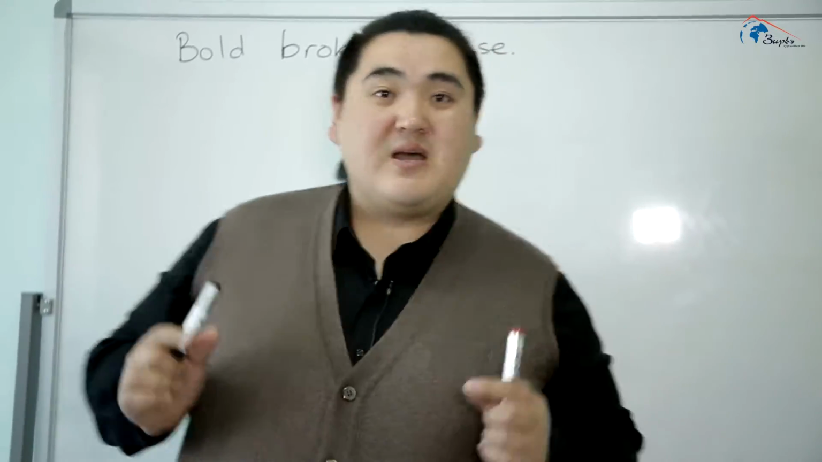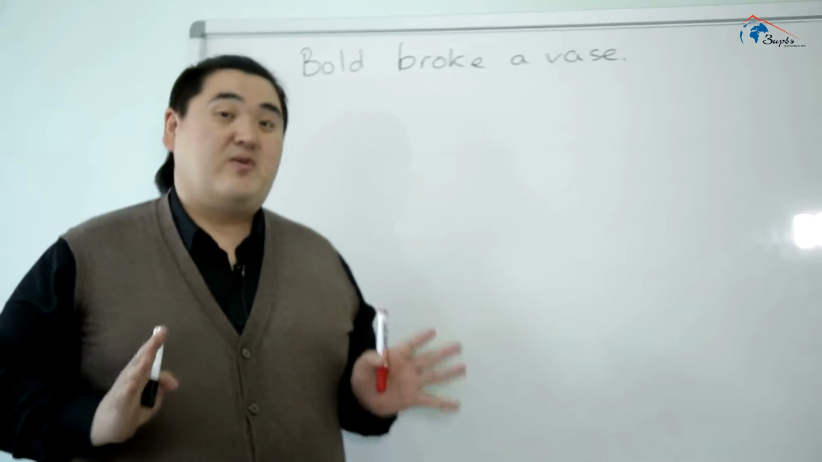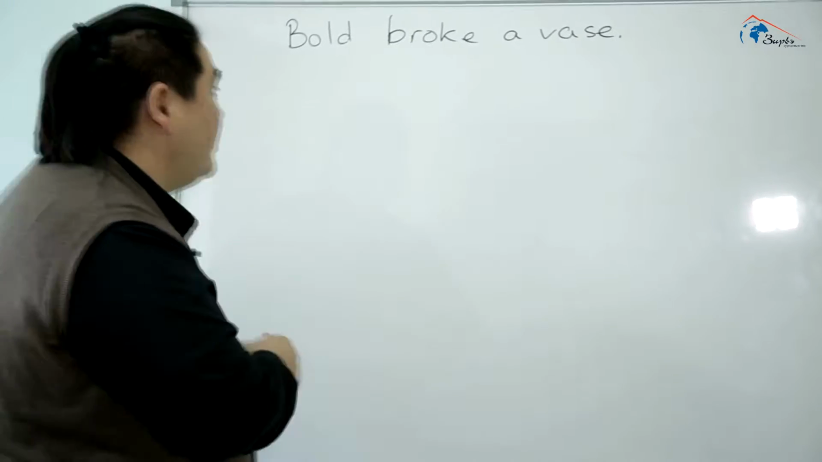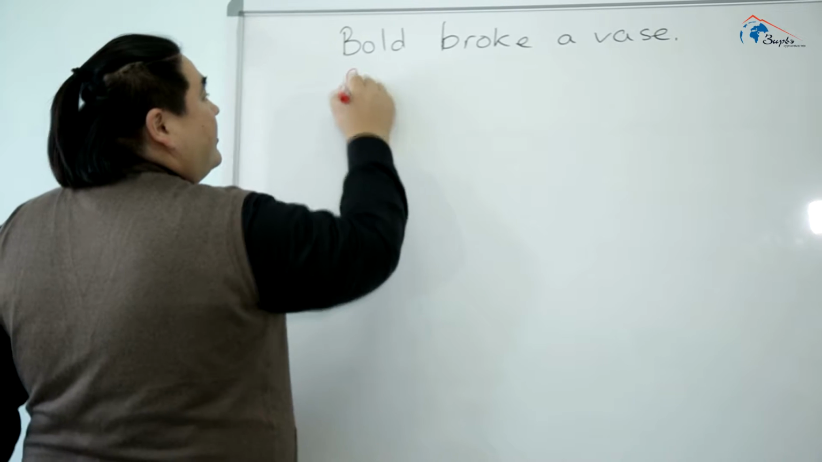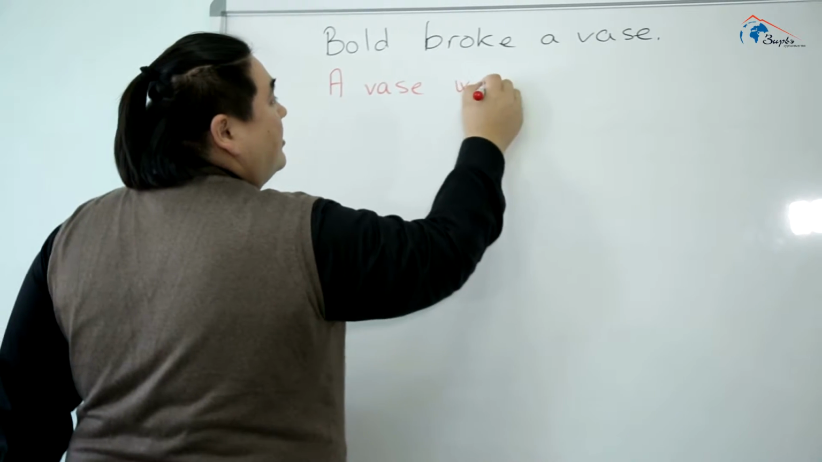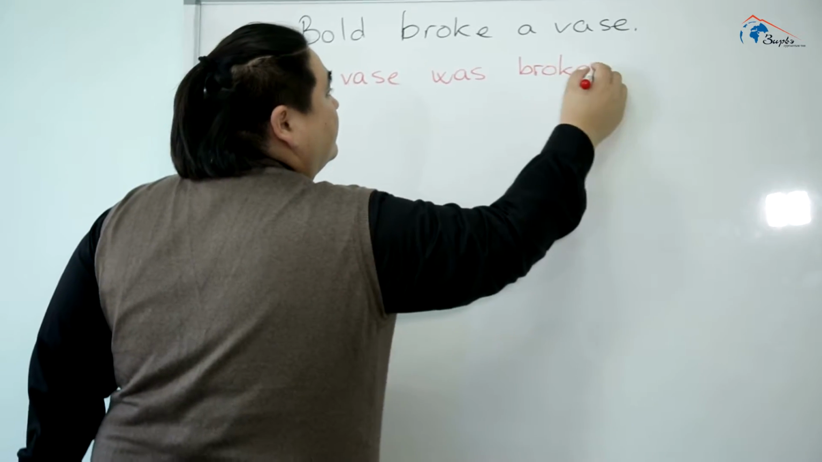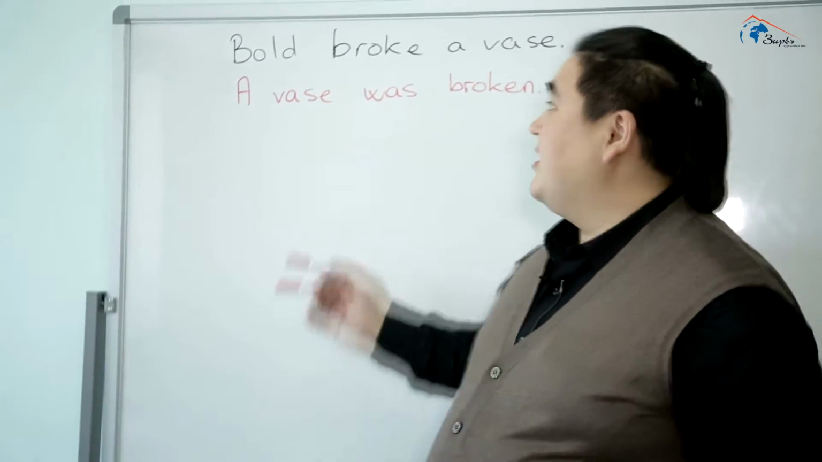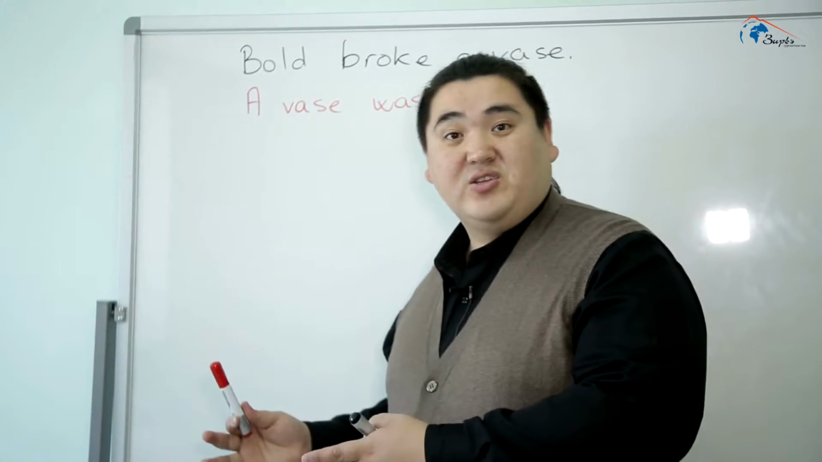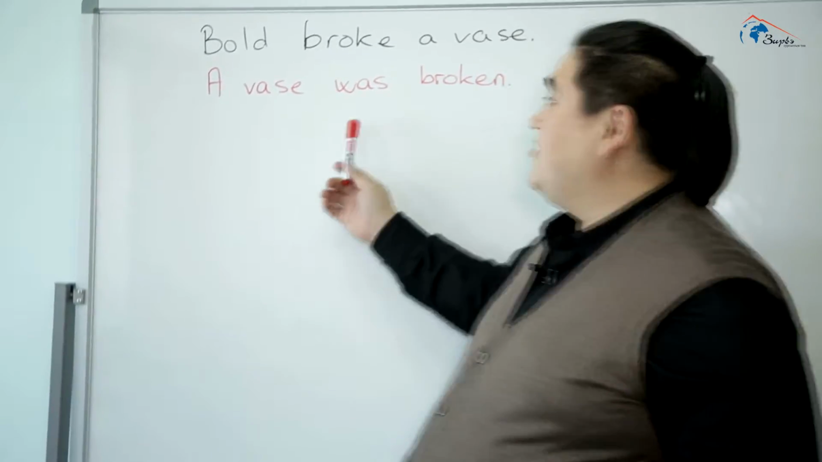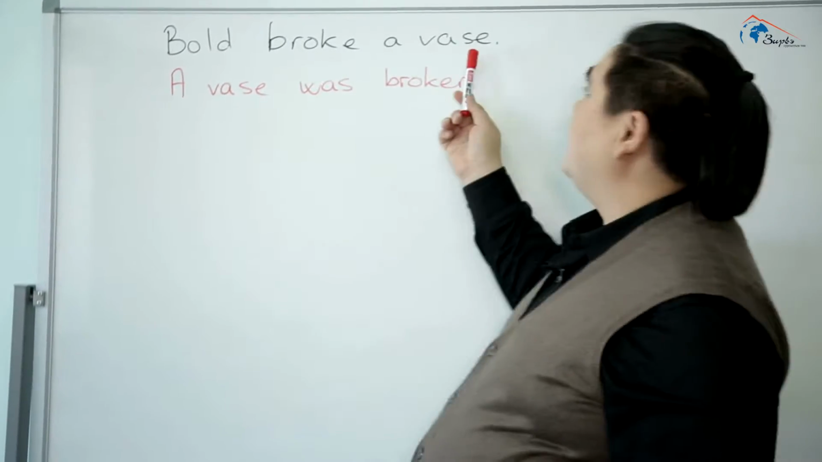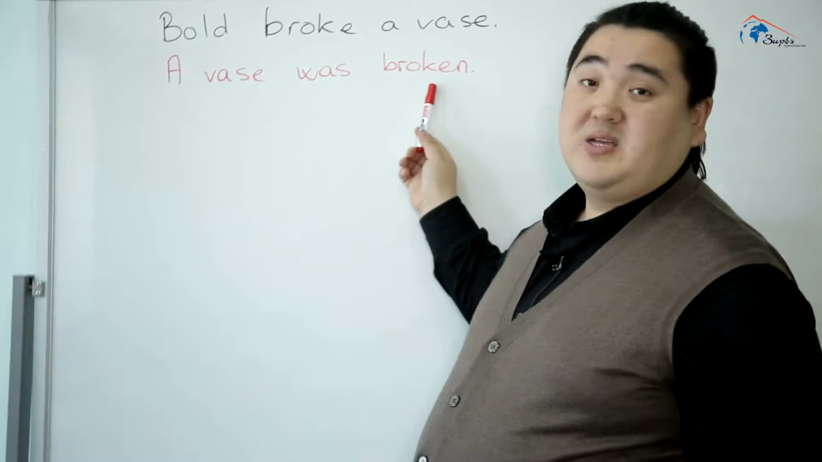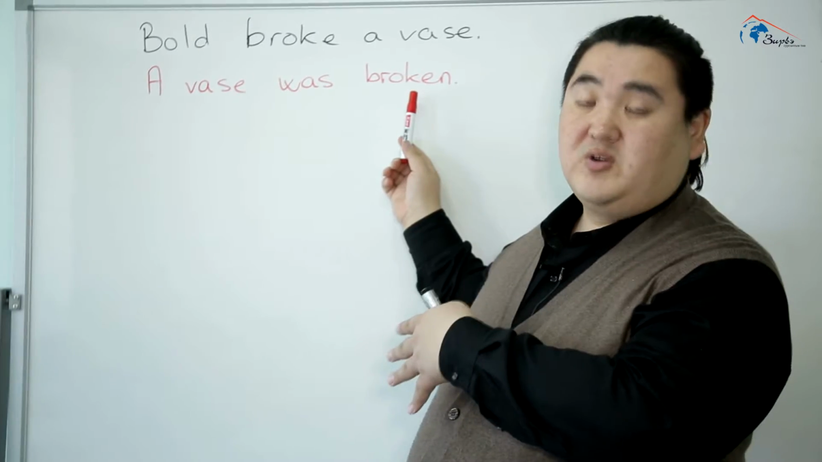Now, sometimes you really want to save Bolt from the trouble that he is in. So, we try to make the sentence into passive voice. Here is the passive voice: a vase was broken. In doing so, we try to hide away the culprit, whoever did the action, whoever broke the vase. Now, you see that a vase is the object of the action. But here, the was broken part is the verb part of the original sentence.